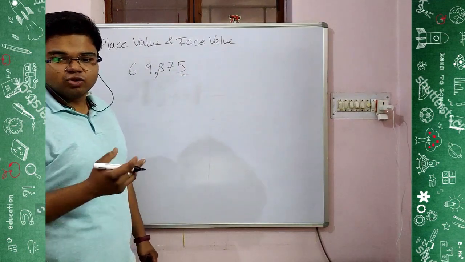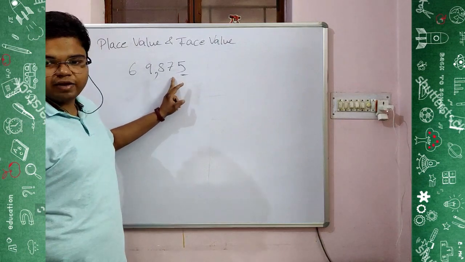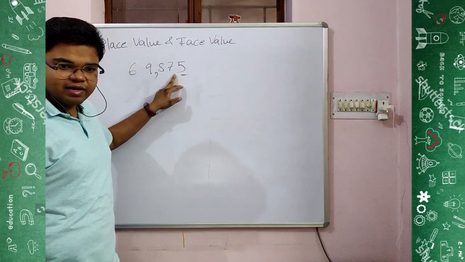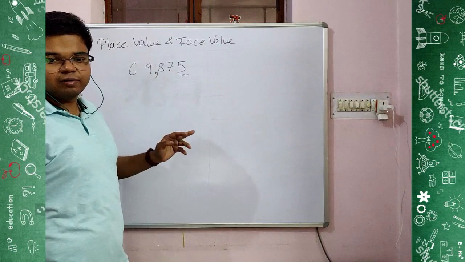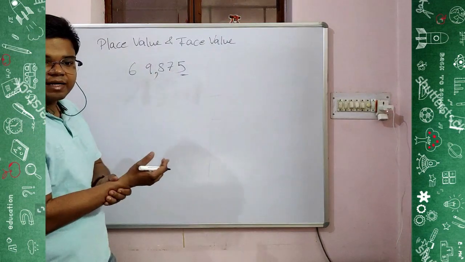right? So what will be the face value of 5? 5. Face value of 8, 8. Face value of 7, 7. Face value of 9 will be 9. Face value of 6 will be 6. These are the face values, the actual value of that number.